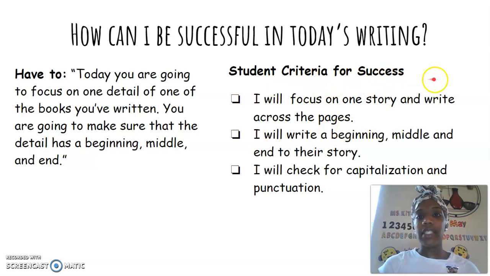Student criteria for success. I will focus on one story and write across pages. That's why we have to brainstorm and plan and use all of these routines to help us when we're writing, because you want to make sure that you're writing across the pages. I will write a beginning, middle, and end to my story. I will check for capitalization and punctuation.